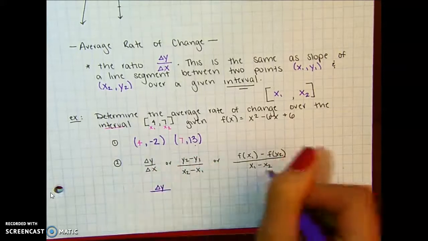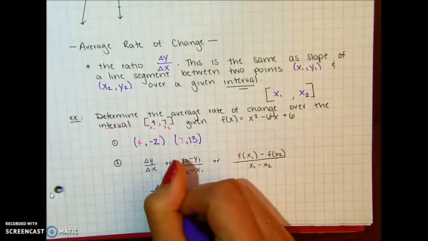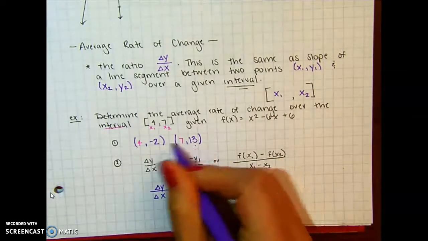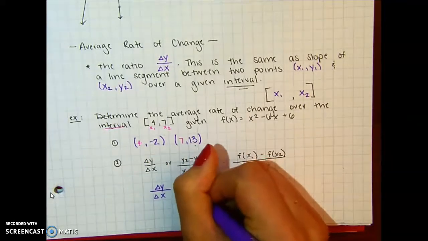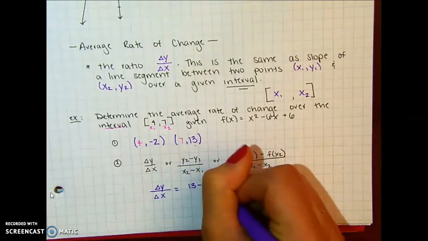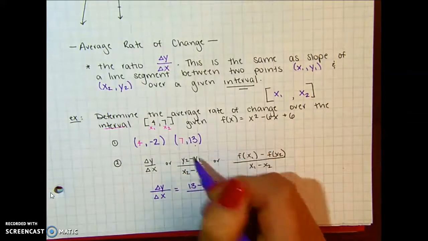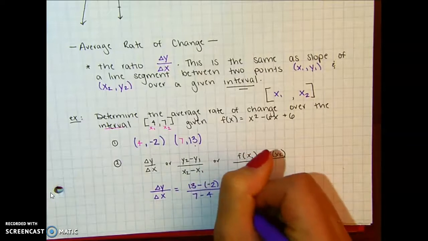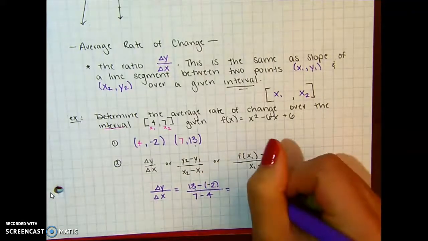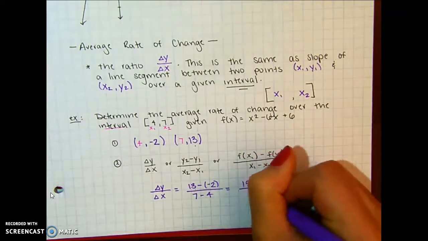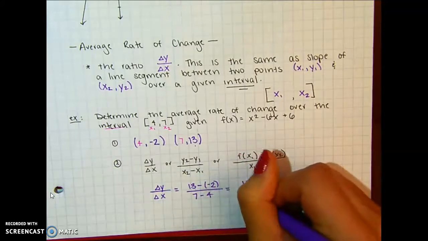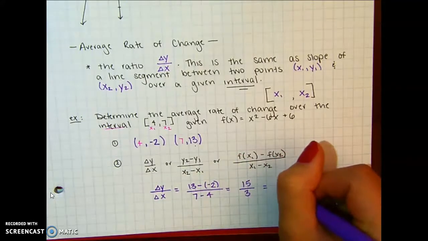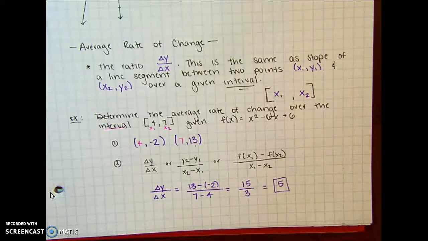So you have to start with one of these, substitute in, so 13 minus -2 over 7 minus 4. So 13 minus -2 is 15. 7 minus 4 is 3, and that reduces to 5. So the average rate of change over the interval is 5. And that's it.